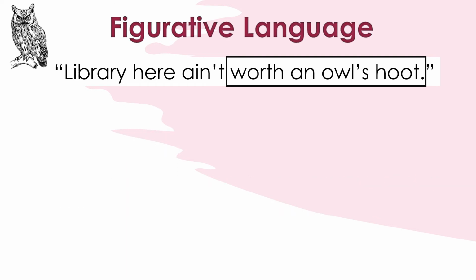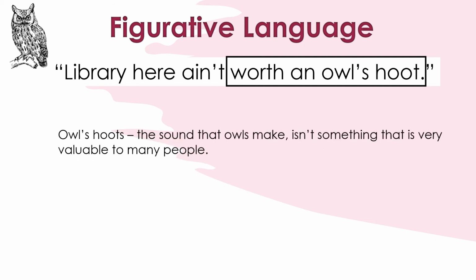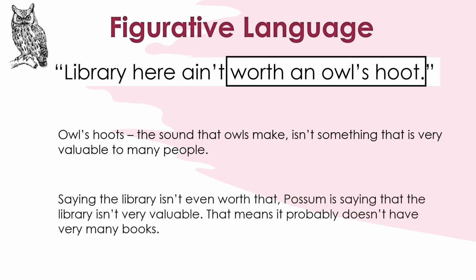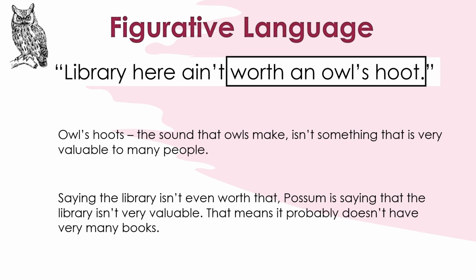Possum's using figurative language in this example. An owl's hoot is the sound that owls make, and it's not something that's very valuable to many people. So saying that a library isn't even worth that much, Possum is saying that the library isn't very valuable. We can then make a guess that that probably means that the library doesn't have very many books. This is also figurative language that Possum has likely made up on his own. And if that's the case, that's telling us that Possum is a pretty creative person when it comes to the language that he uses.